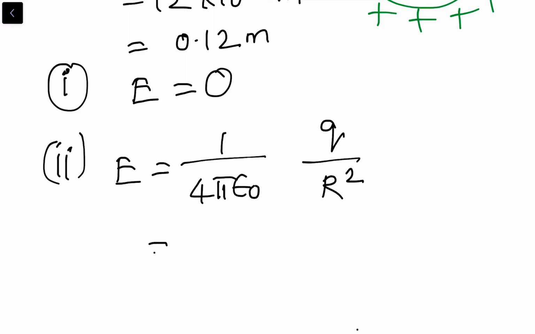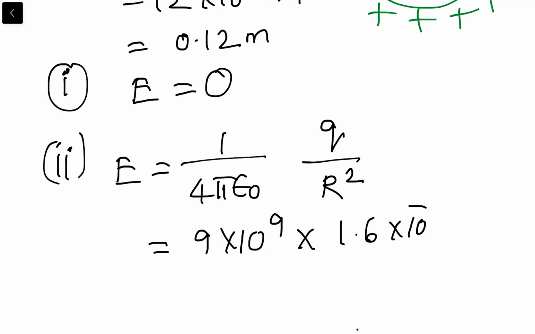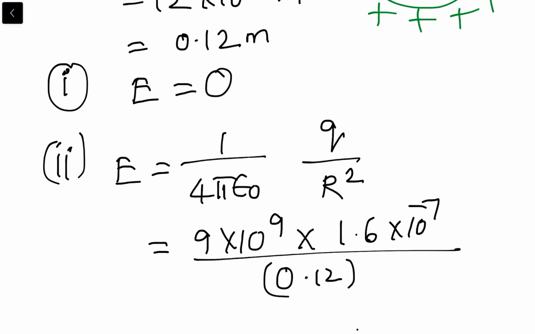Therefore, we all know 1 by 4 pi epsilon naught is equal to 9 into 10 to the power of 9, because we learnt it many times and you applied it many times. Charge is equal to 1.6 into 10 to the power of minus 7 coulombs divided by R, R means 1.2 whole square. Then we have to simplify it. We can use the fourth table and the third table. 4 4s are 16, 4 3s are 12, like that you can use.